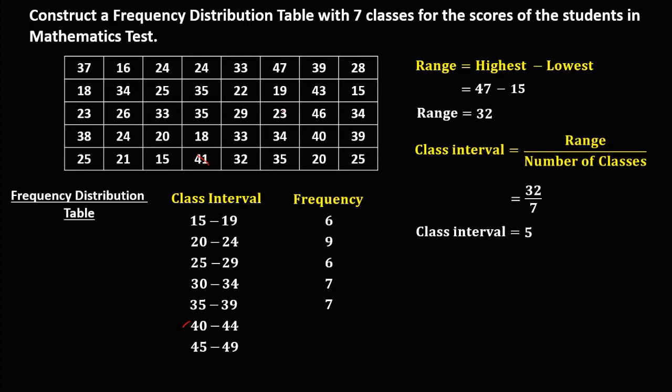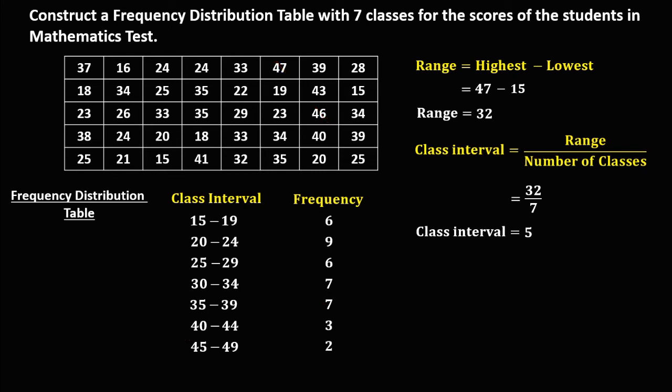40 to 44. So we only have 1, 2, 3, so 3 scores within 40 to 44. Then for the last class, 45 to 49, we only have 2 scores within 45 to 49.